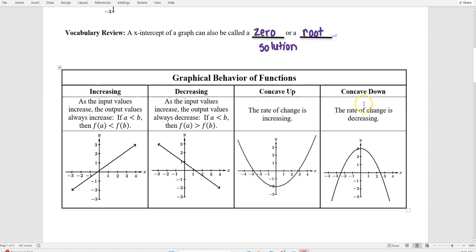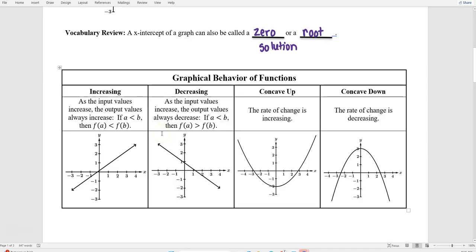This should be something you've kind of seen before, but we may not have talked about it quite in the same way that we're going to talk about it in this class. Okay, so the official definition of a function that's increasing: as the input values increase, the output values always increase. So mathematically, if A is less than B, then f of A is less than f of B.